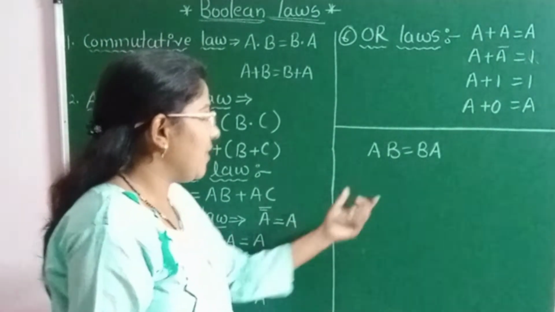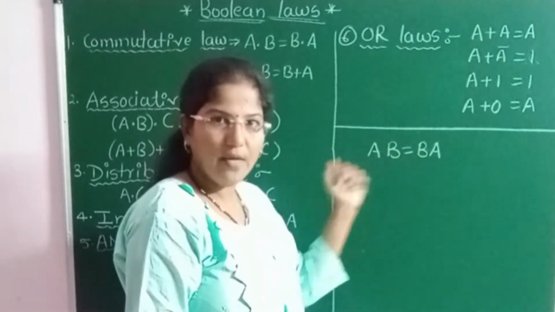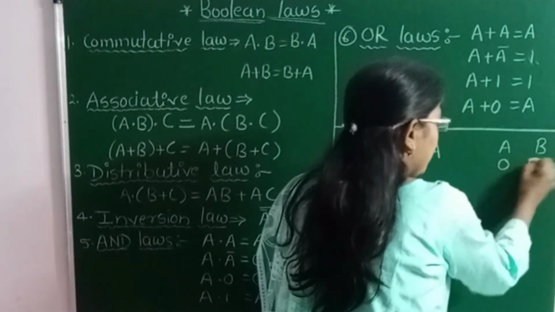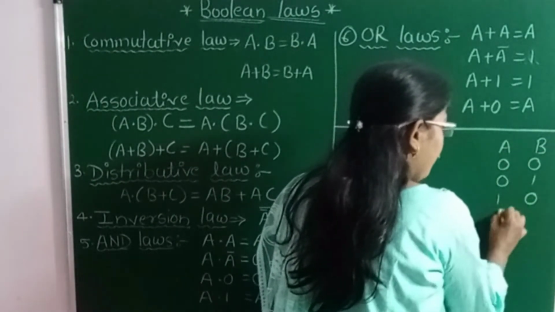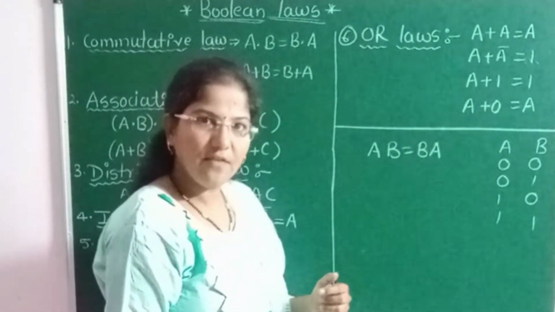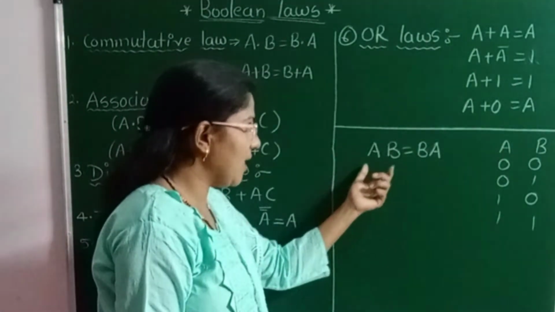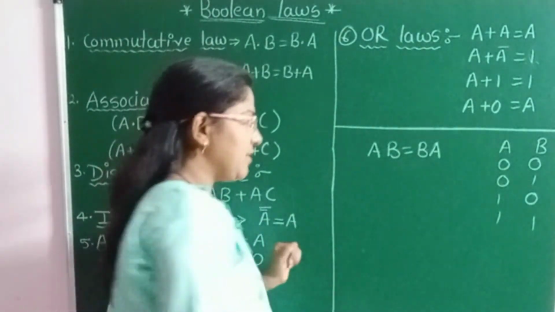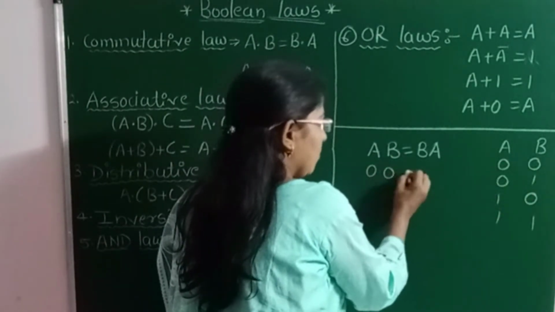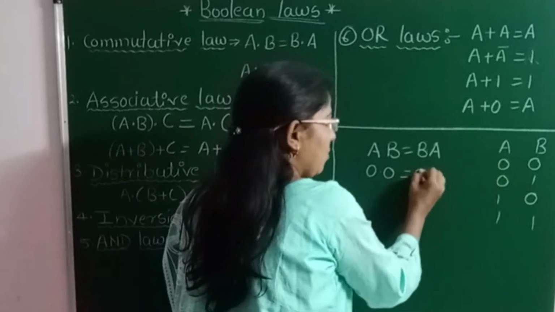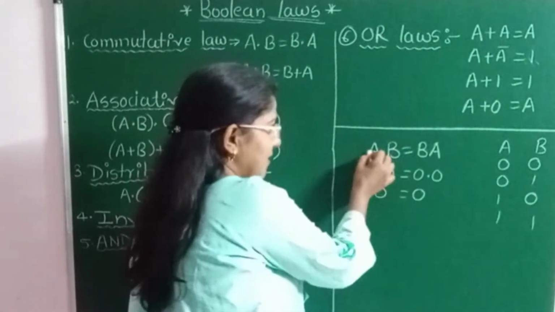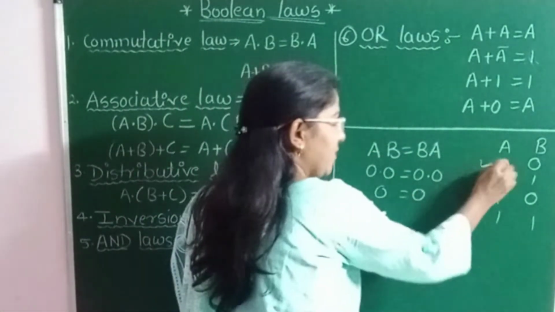So the total possible combinations of the values of A and B will be 4. I will write all those possible combinations here: 0, 0; 0, 1; 1, 0; and 1, 1. Now in this law we will put the values of A and B and then check how the LHS of the law is equal to the RHS. See the first input combination: A is 0, B is also 0. B is 0, A is 0. So 0 equal to 0. So LHS is equal to RHS for the first combination.